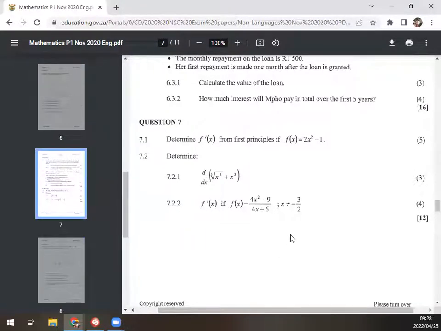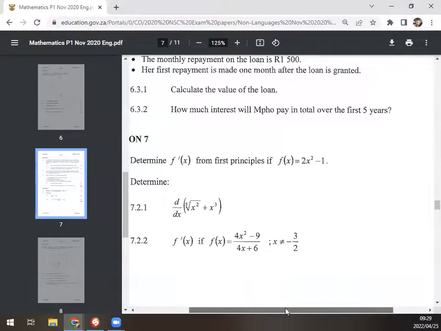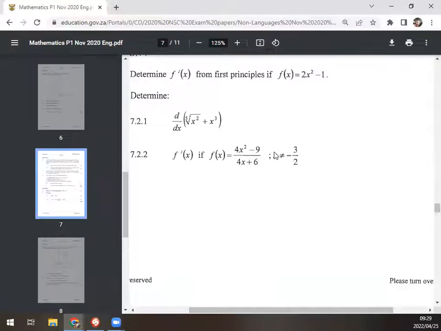This is the 2020 paper, the calculus question. So again, first principles, 5 marks, same kind of thing. For this one, it's similar to the second one, right? This is going to be x to the 2/5 plus x cubed, and then you just find the derivative of each. And then for the last one, here you would have to factorize.